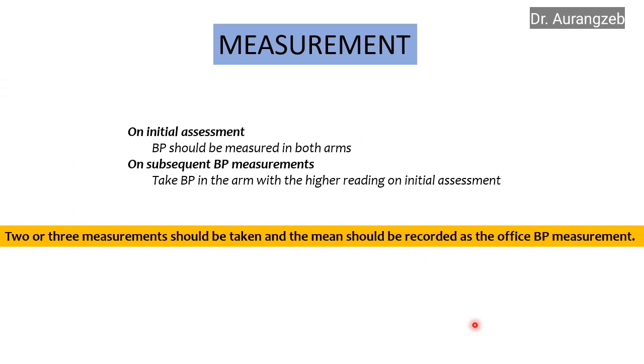How to measure? On initial assessment, blood pressure should be measured in both arms, and on subsequent blood pressure measurements, take blood pressure in the arm with the higher readings on the initial assessment. If, for example, in the right arm the blood pressure is more than in the left arm, and normally there is a slight difference in blood pressure measurement in both arms, then for subsequent measurement you should take the arm with the higher blood pressure on initial assessment. 2 or 3 measurements should be taken and the mean should be recorded as the office blood pressure measurement.